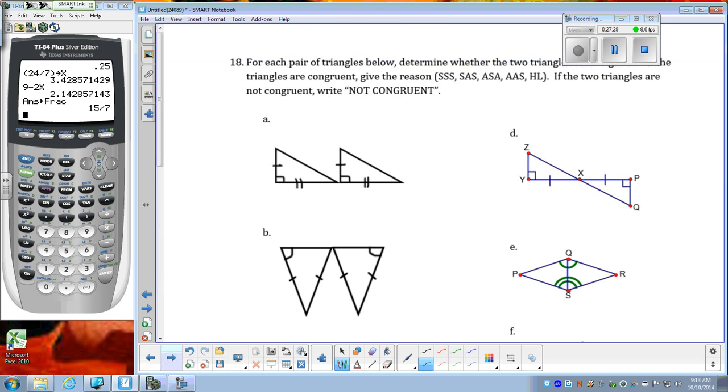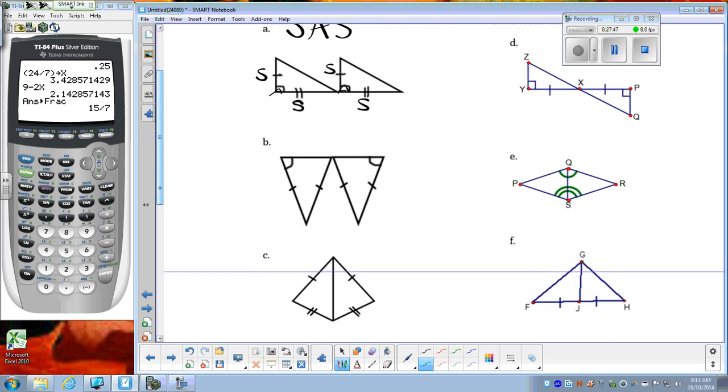Next page. Number 18. I want to identify how I know these are congruent. Well, I have this side congruent to this side. I have an angle congruent to an angle. And I have these bottom pieces congruent. So I know that this is side, angle, side. In B, I know that these two sides are congruent to these two sides and these two angles. So I have angle, side, side, but I don't have a right angle. So these are not congruent because angle, side, side doesn't work.